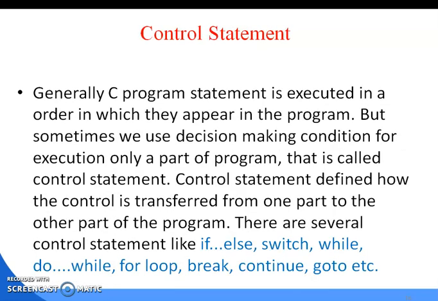What are the control statements? Generally, C program statements are executed in the order in which they appear in the program, but sometimes we use decision-making conditions for executing only a part of the program. That is called a control statement. Control statements define how control is transferred from one part of the program to another, and there are several control statements like if else, switch, while, do while, for loop, break, continue, goto, etc. So these are the control statements.